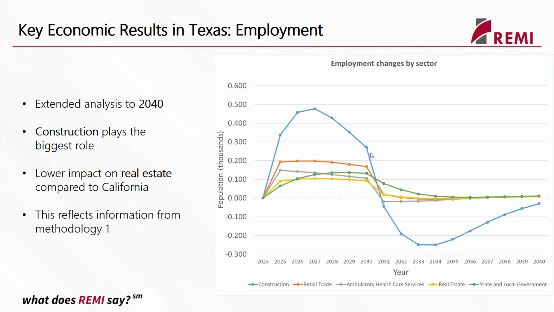In the extended analysis to 2040, we see similar trends to California, with construction taking the biggest influx. This is due to the fact that property prices will see significant gains as housing becomes more affordable due to the ability to deduct the aforementioned property taxes. But because real estate takes a smaller portion of the economy as opposed to California, it has a relatively smaller influence on the real estate employment numbers.